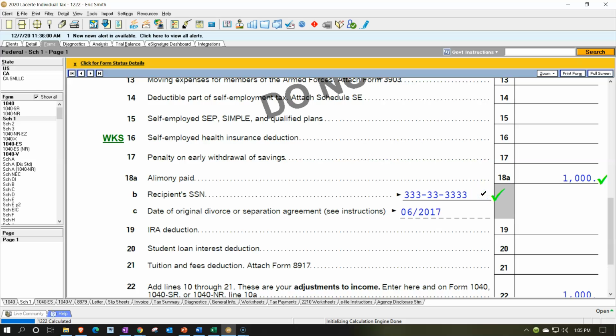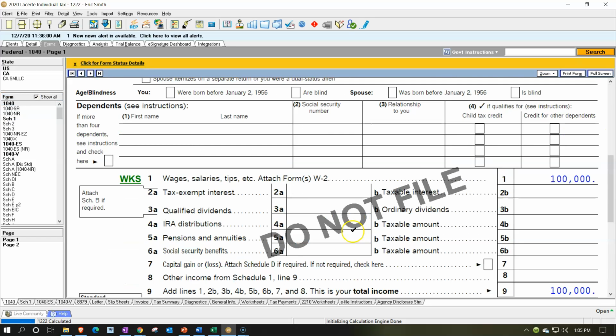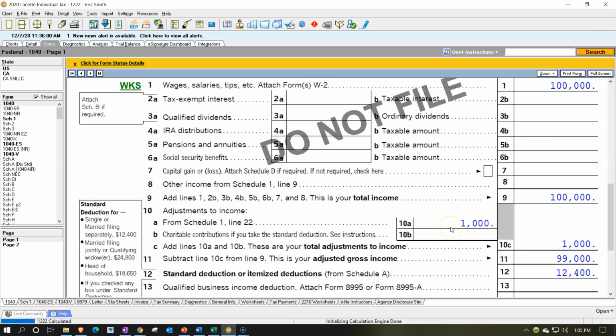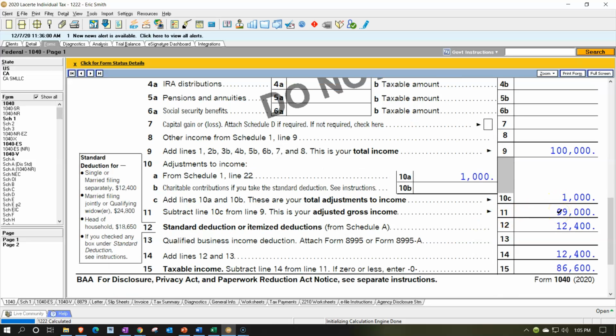You give the social security number of the ex-spouse, and then here's the date of the original divorce so that the IRS can go after them for the $1,000 that they got and try to pick it up there. And then on page 1, it obviously flows forward to the adjustment on line 10A, and then that would flow down through to the adjusted gross income, standard deduction 12,400, the 86.6.